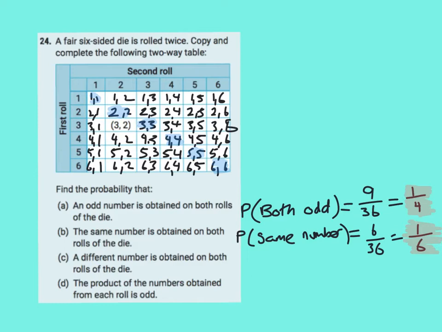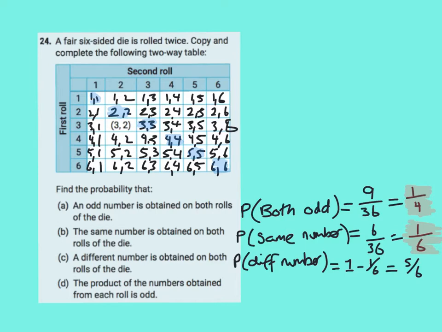Okay, the next one. So we have a different number is obtained on both rolls of the die. So P of different number. Now, one thing about this is that if you look, every other roll of the die will be a different number. So what we can do here to save me time, I can say 1 minus 1 over 6, which is the probability of it being the same number, and what I'll get is 5 over 6.